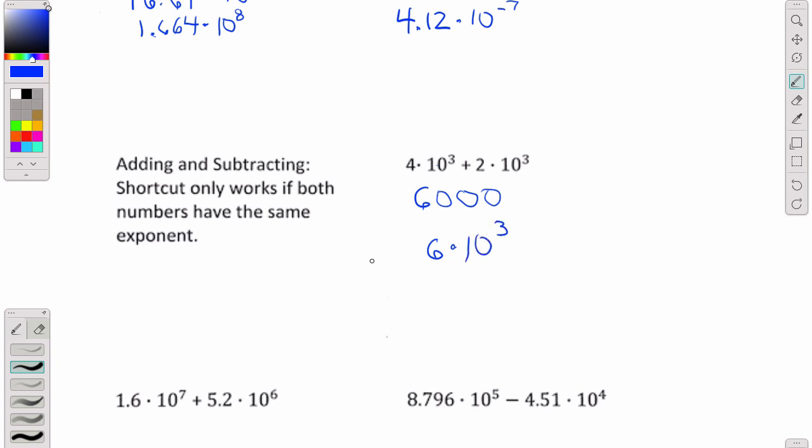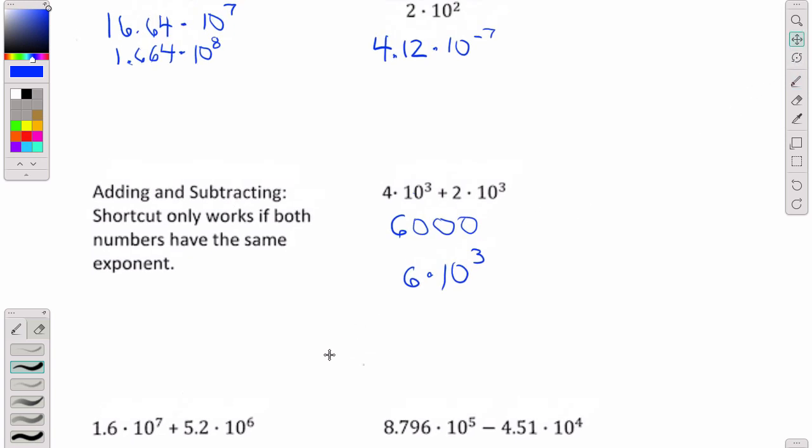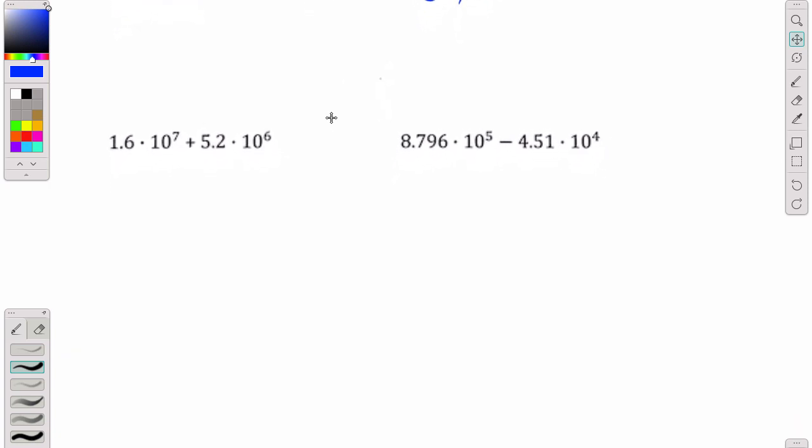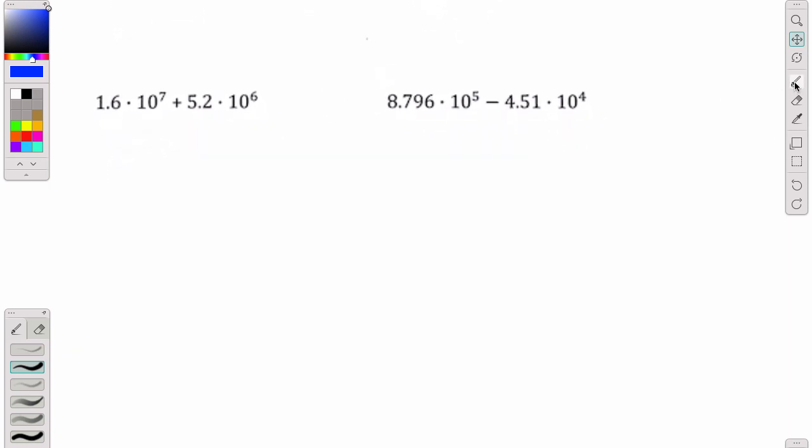As one of my classes mentioned yesterday when I first introduced this, so what do we do then if we don't have the same powers? The idea is we're going to switch one of them. We're going to shift a decimal left or right, and then we'll adjust an exponent accordingly. Let's take a look at a couple of those.